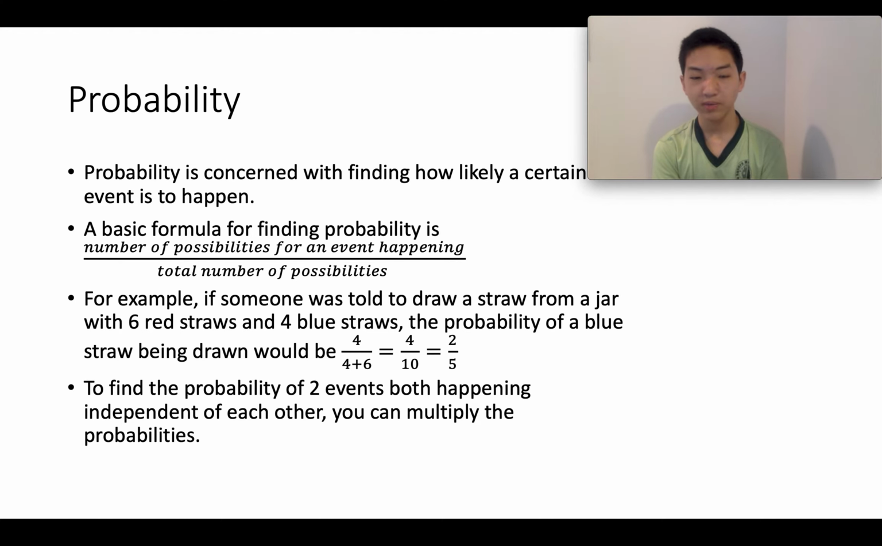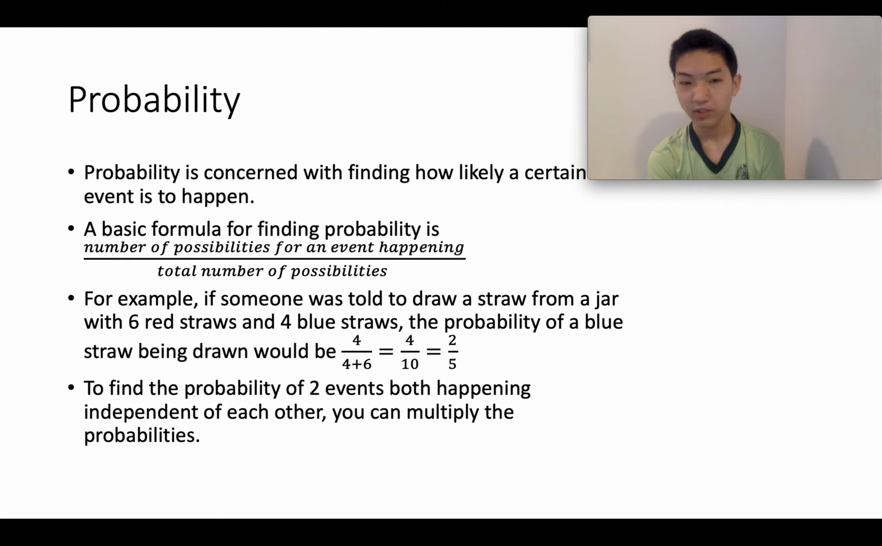To find the probability, in that case, the number of possibilities for the event happening, which in our case is drawing a blue straw, is 4 because there are 4 blue straws. And the total number of possibilities is 10 because there are 10 straws in total. And then we simplify that fraction to 2/5.